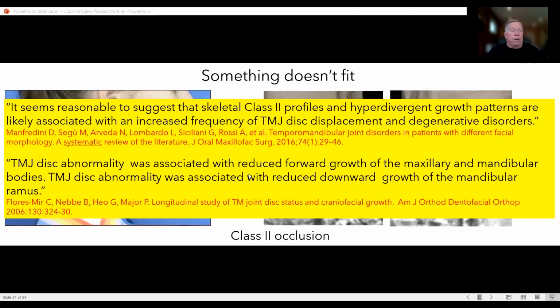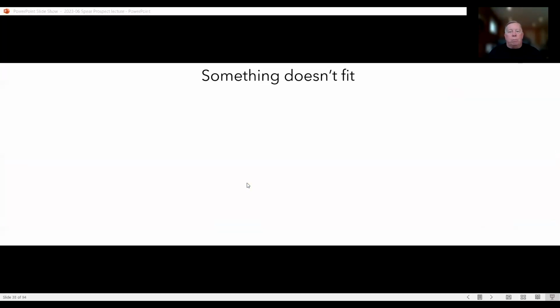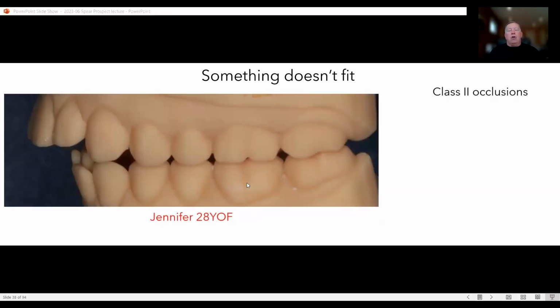Years earlier, 10 years earlier, Carlos Flores-Mir from the University of Alberta in Canada talked about disc abnormalities being associated with reduced forward growth of the maxillary and mandibular bodies. Disc abnormalities are also associated with reduced downward growth of the mandibular ramus, exactly what we've just been talking about. Let's go back to Jennifer.